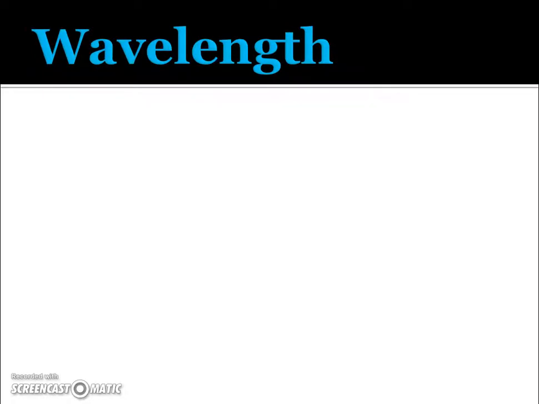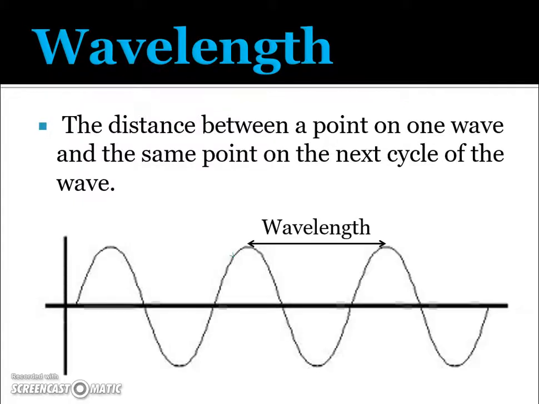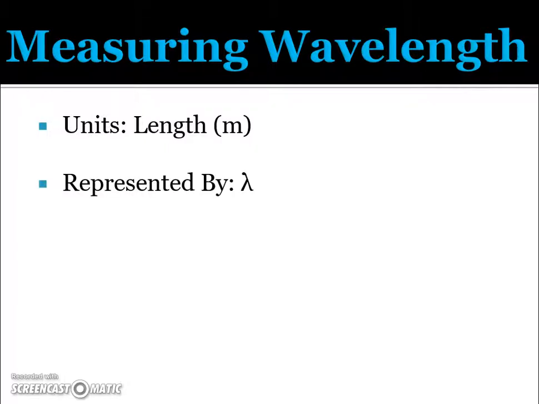Wavelength is another important thing. Obviously, it's a length, so it is a distance between a point on one wave and the same point on the next cycle of a wave. So from crest to crest, from trough to trough, or from resting point to resting point. So here's an example of crest to crest. Wavelength is going to be measured in meters, so lowercase m because it is length. And in our formula, we're going to represent wavelength with a Greek letter that looks like an upside down Y. This is lambda.